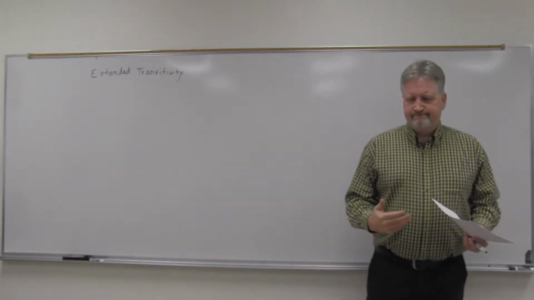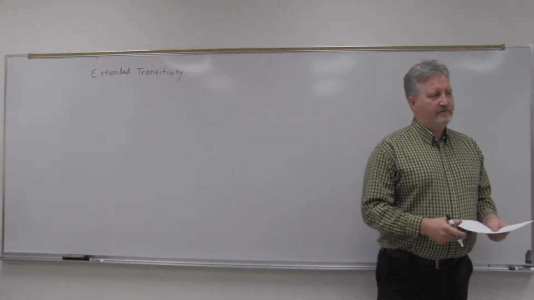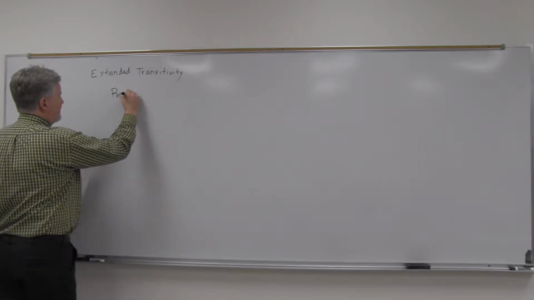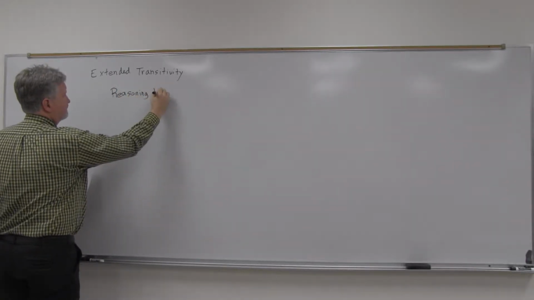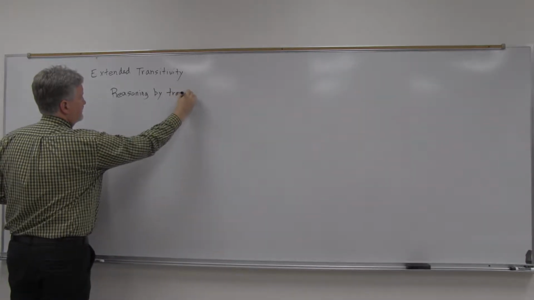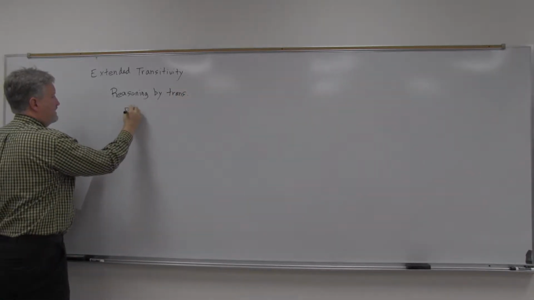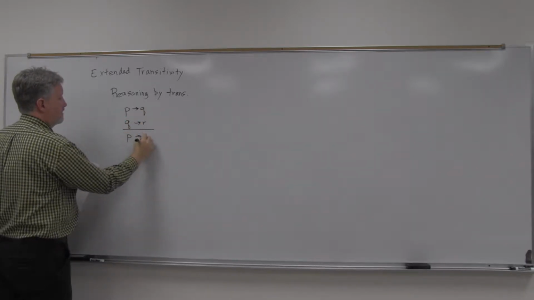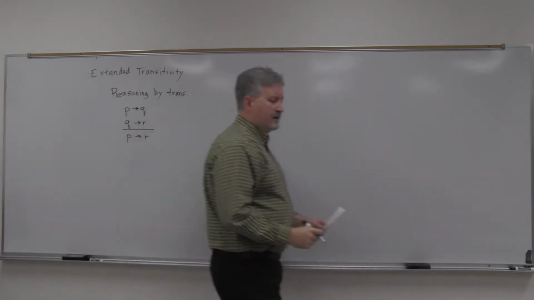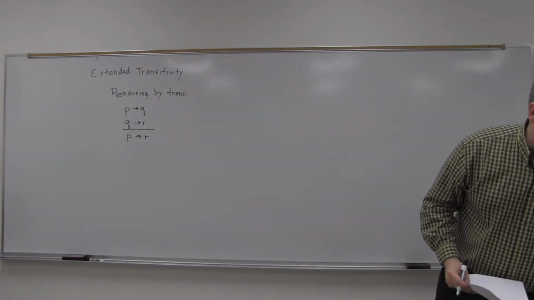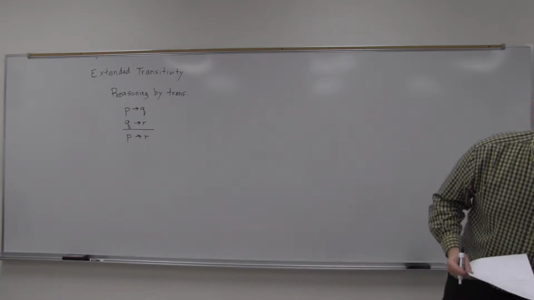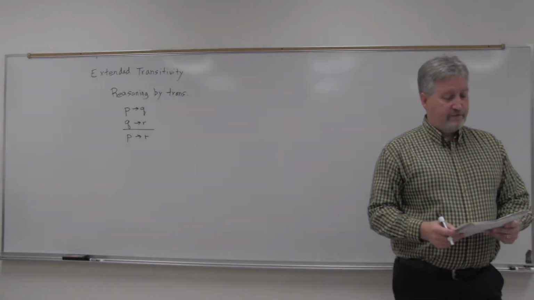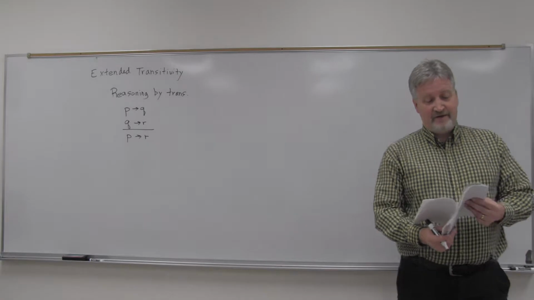One of the argument forms we've talked about was the reasoning by transitivity argument. Let me cover a little bit more on that. That's the one where you had P arrow Q, Q arrow R, conclusion P arrow R. One thing we might note is that this argument form could be extended however far we wanted. Here's what I mean by that.